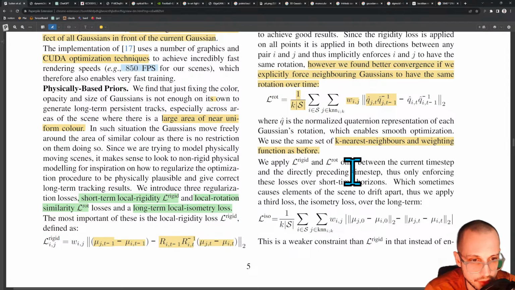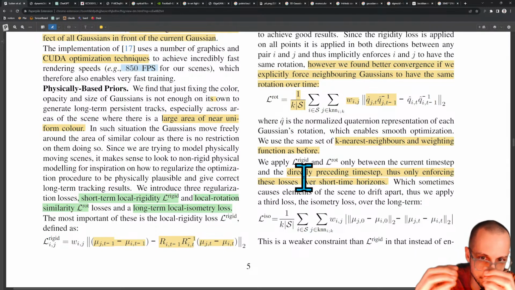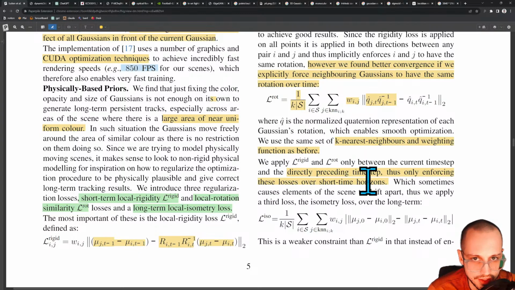We apply L rigid and L rot only between the current time step and the directly preceding time step, thus only enforcing these losses over short time horizons. So this makes it easy, but it also introduces a way for error to seep in, right? You get this drift or something like that. As soon as you have a little bit of difference, it's going to become bigger and bigger and bigger. Ideally you'd have additional optimization steps between not just subsequent frames, but frames on larger time horizons.